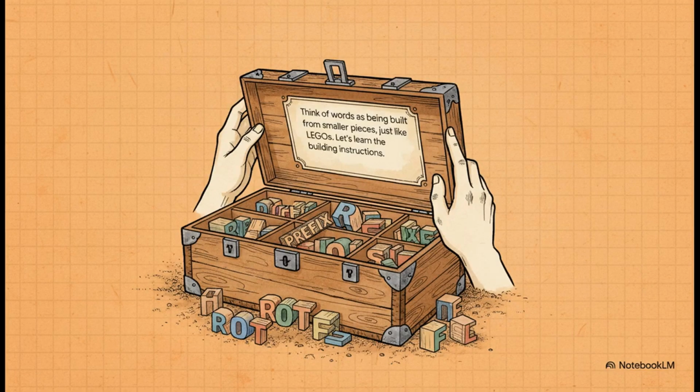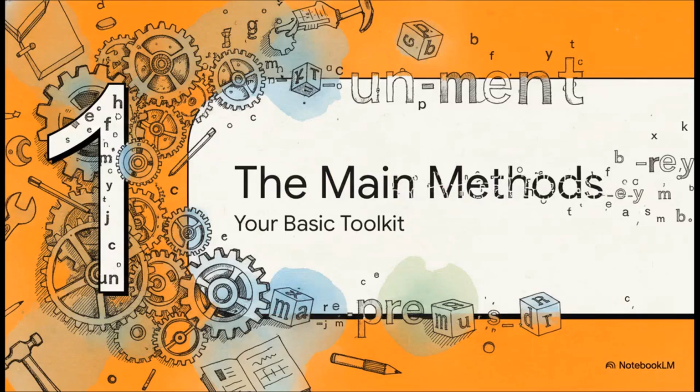You know, the easiest way to think about this is with Legos, seriously. Words are basically just Lego models built from smaller pieces. And today, we're going to open up that Master Builder's Toolkit and learn the instructions for ourselves. All right, let's get started. We're going to look at the two main building methods. This is your basic, fundamental toolkit for building words.